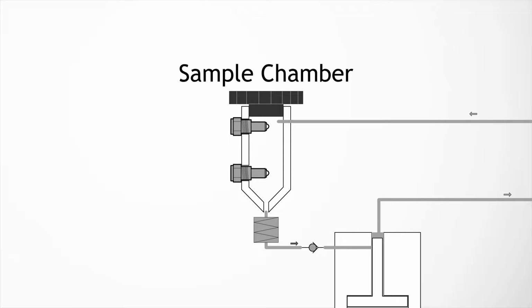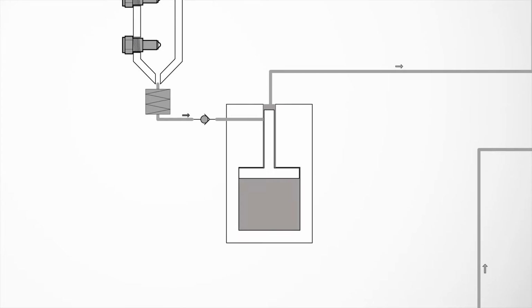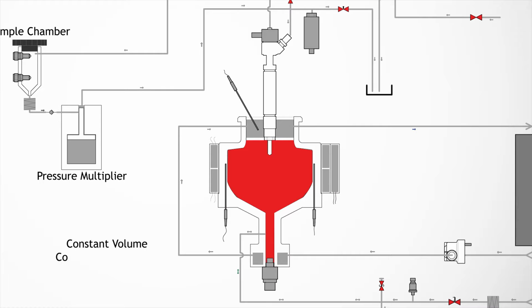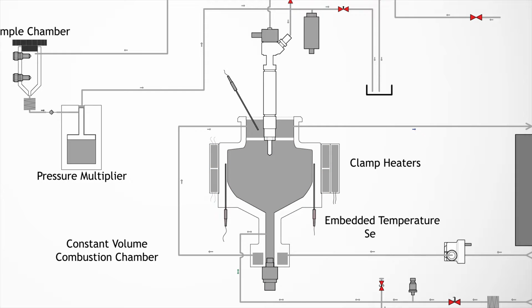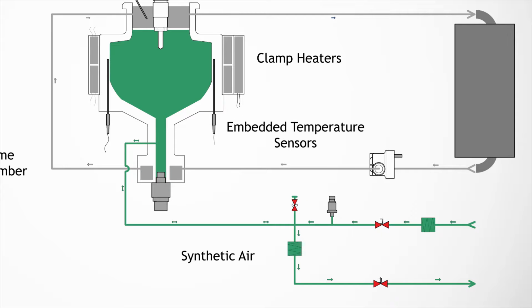A sample chamber designed to hold diesel fuel at high pressure with high and low level sensors built in. A pressure multiplier that delivers fuel to the injector at the required pressure. A constant volume combustion chamber maintained at a specific temperature and pressure using clamp heaters that are controlled through embedded temperature sensors and inflow of filtered synthetic air at a specific pressure.